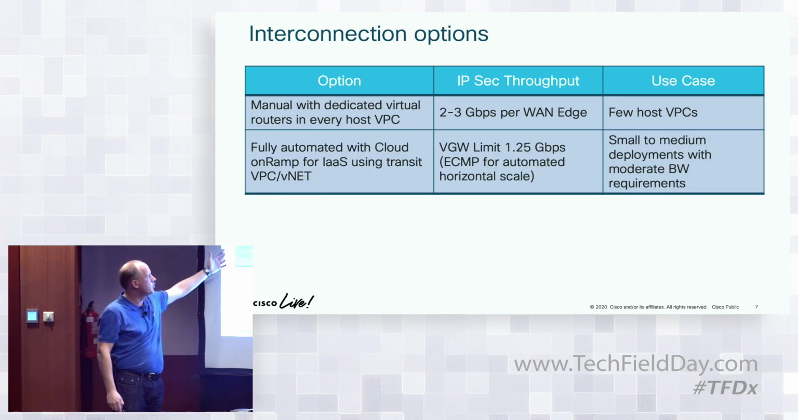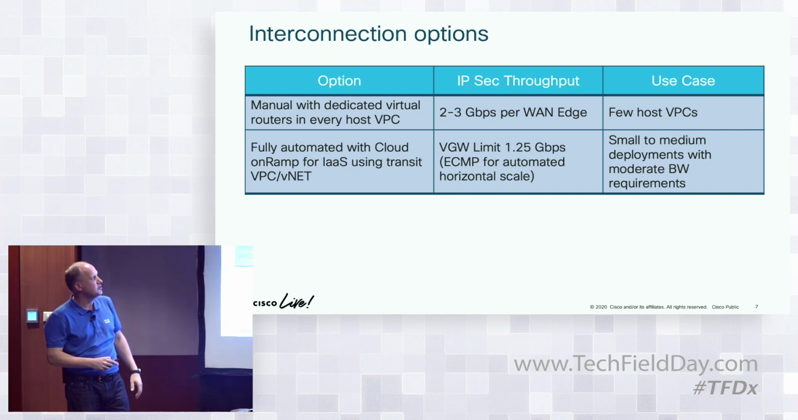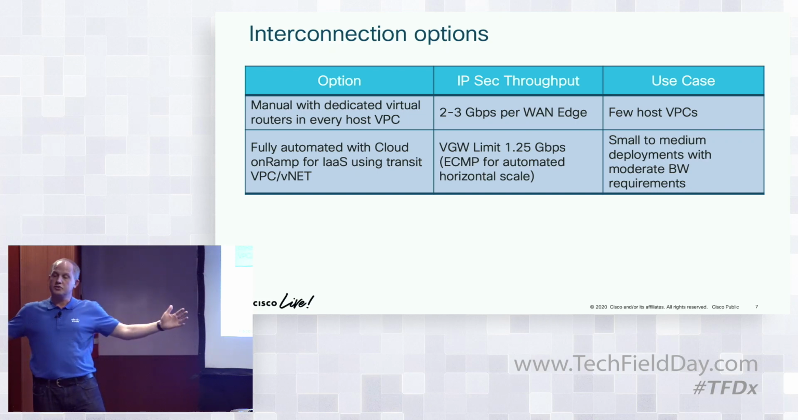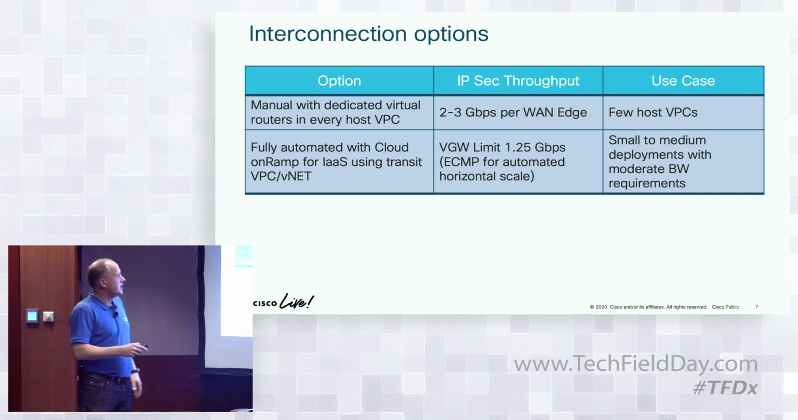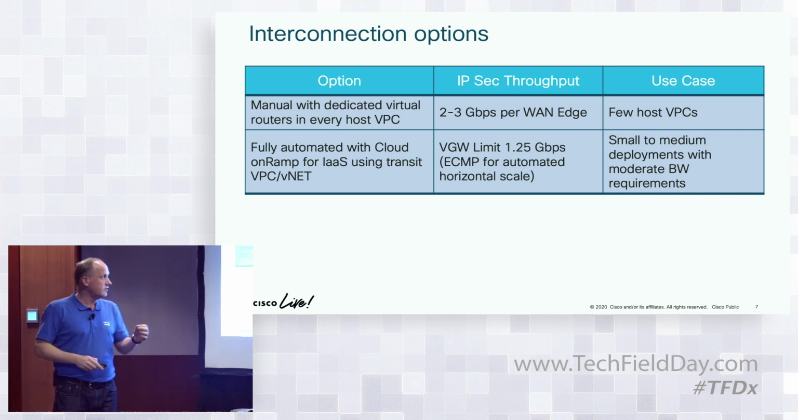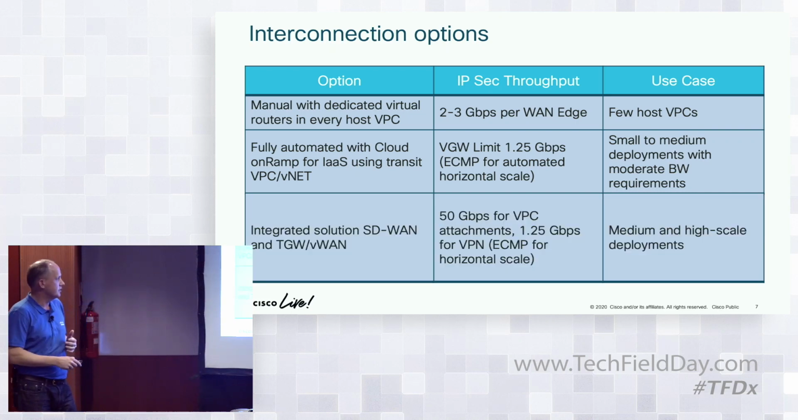Fully automated solution was Cloud on-Ramp using Transit VNet VPC. It's kind of middle thing now because we have a VGW limit of 1.25 gig on the AWS side. You can scale horizontally, you can run multiple tunnels, that's fine. And that's okay, but now to the new thing, which is not really available yet, and you will have a preview on an engineering version doing this.